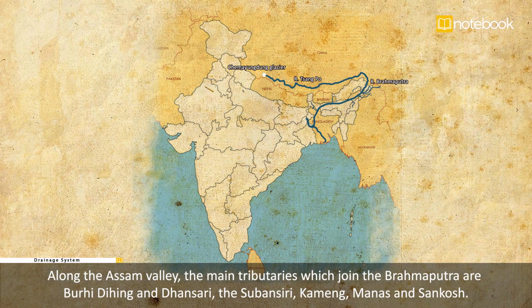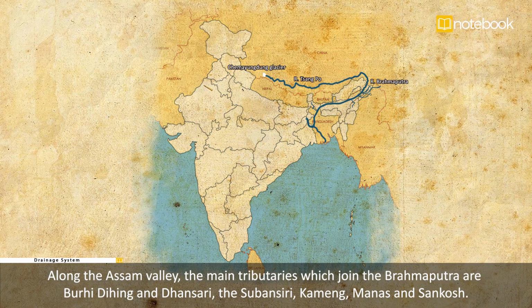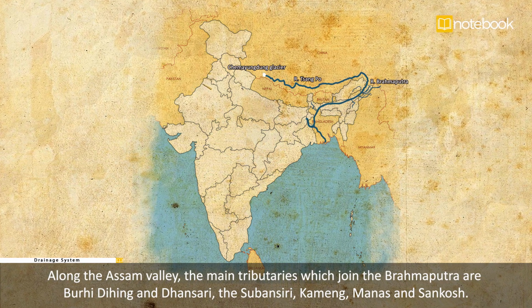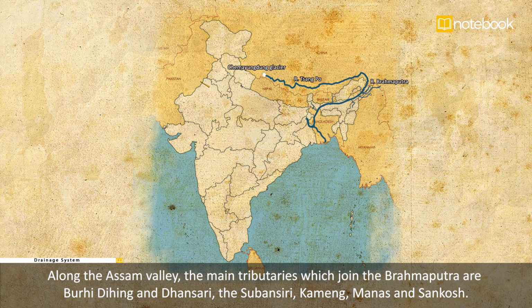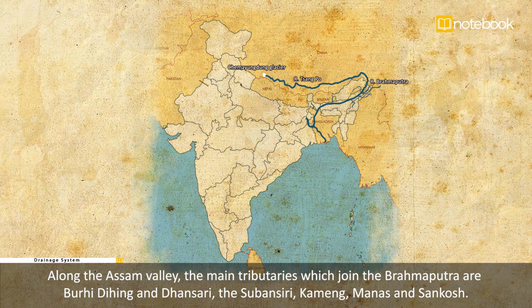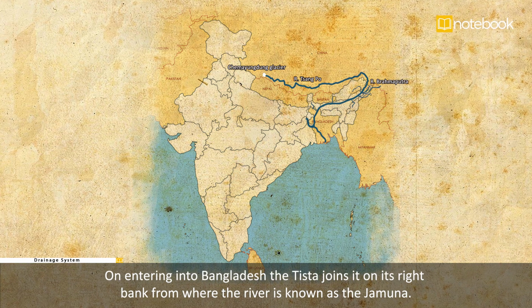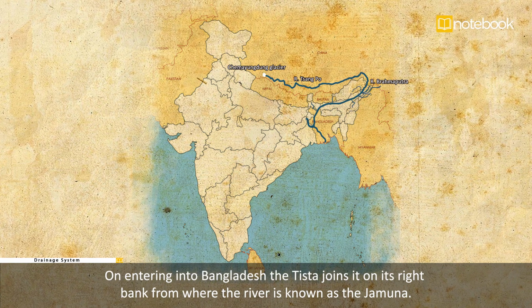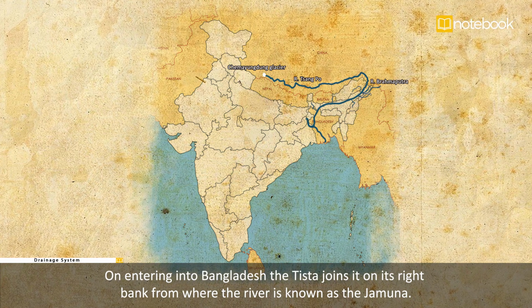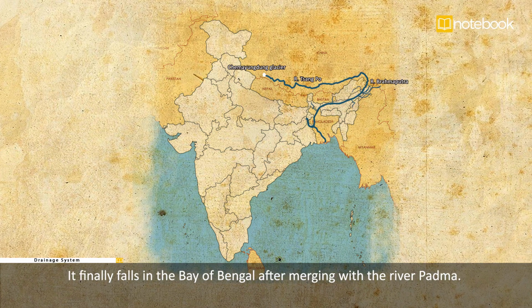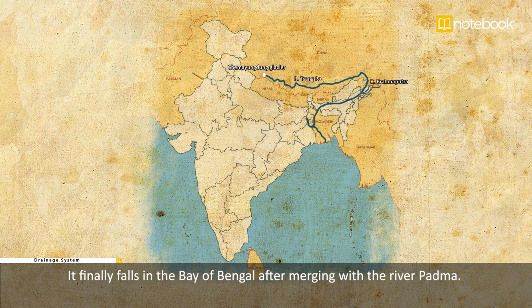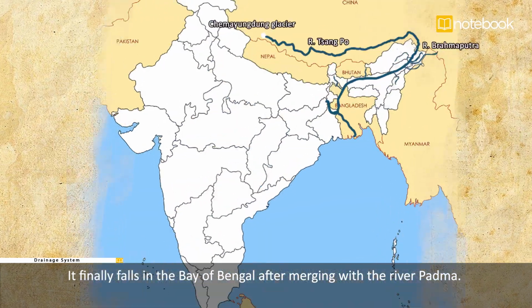Along the Assam Valley, the main tributaries which join the Brahmaputra are Burhi Dihing, Dhansari, the Subansiri, Kameng, Manas and Sankosh. On entering into Bangladesh, the Tista joins it on its right bank from where the river is known as the Jamuna. It finally falls in the Bay of Bengal after merging with the river Padma.